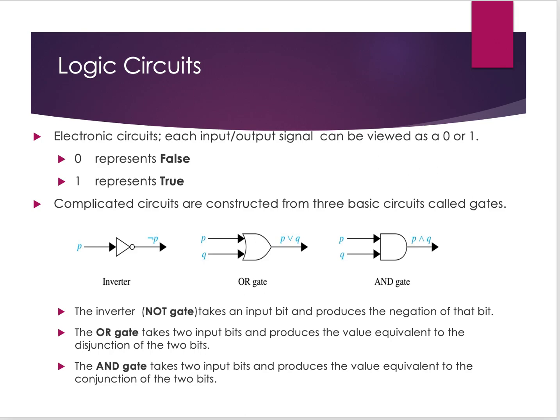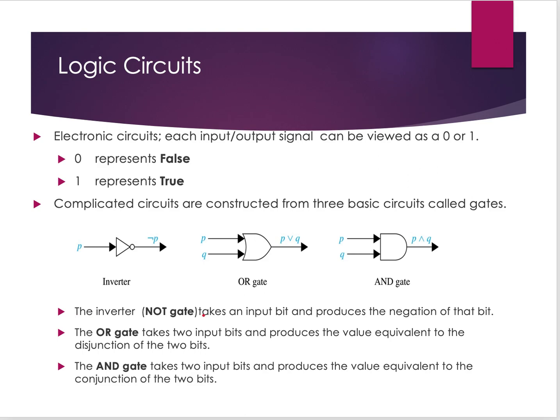We have three basic circuits, which we name the inverter gate, the OR gate, and the AND gate. We can form complicated circuits based on these three basic circuits. So you have to remember these shapes. The inverter is three sides like this, then the OR is like this, and the AND is like the alphabet D.